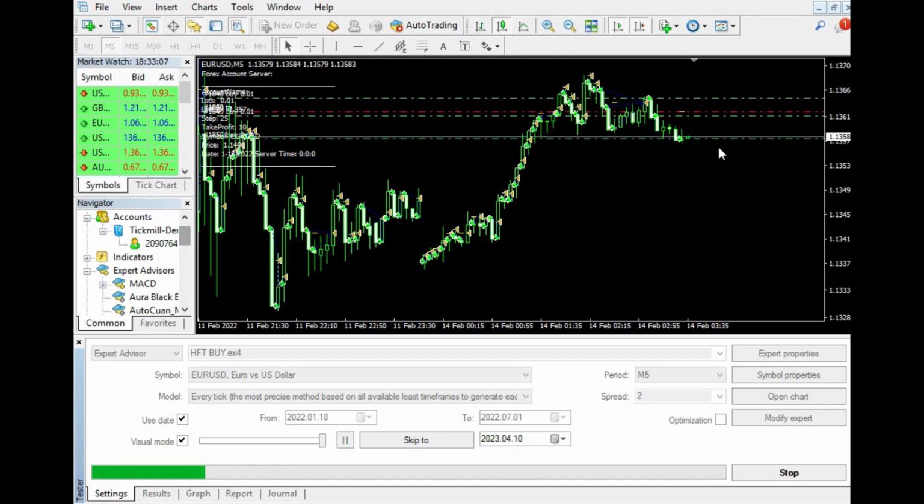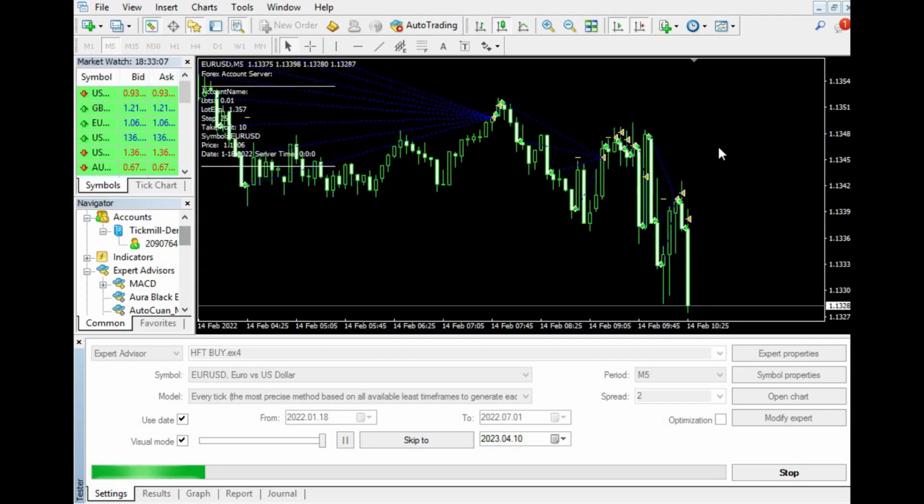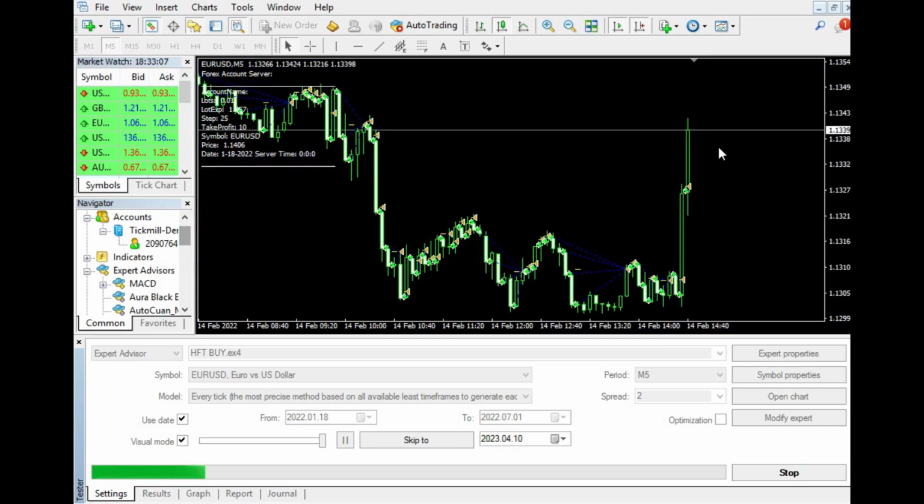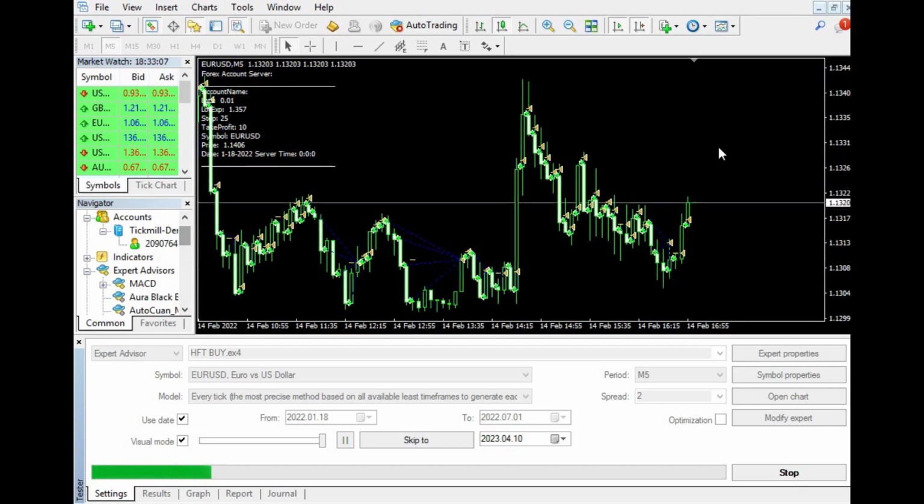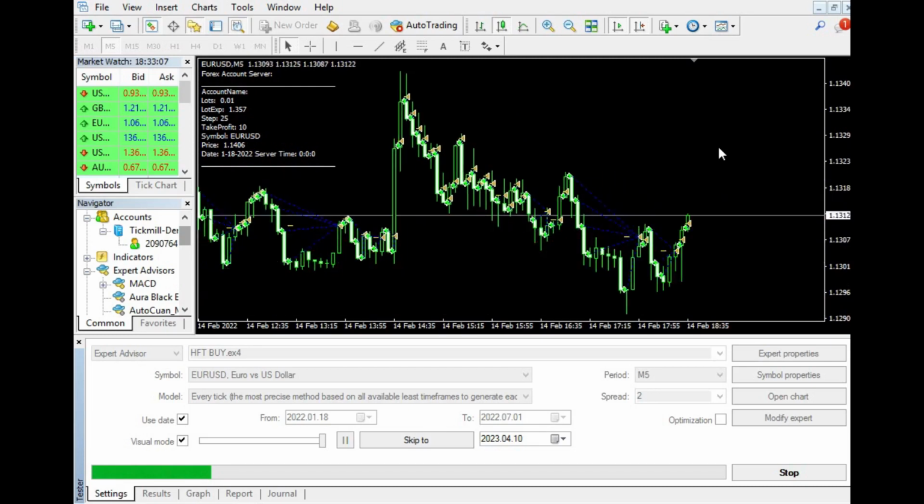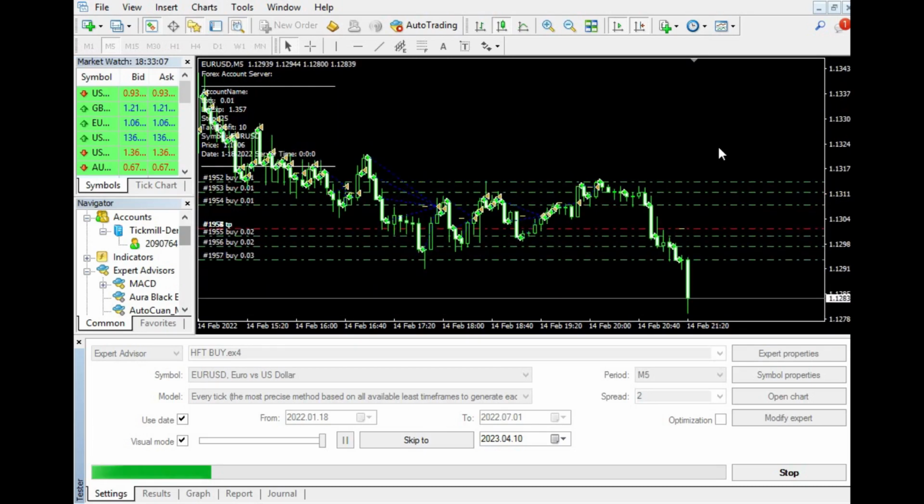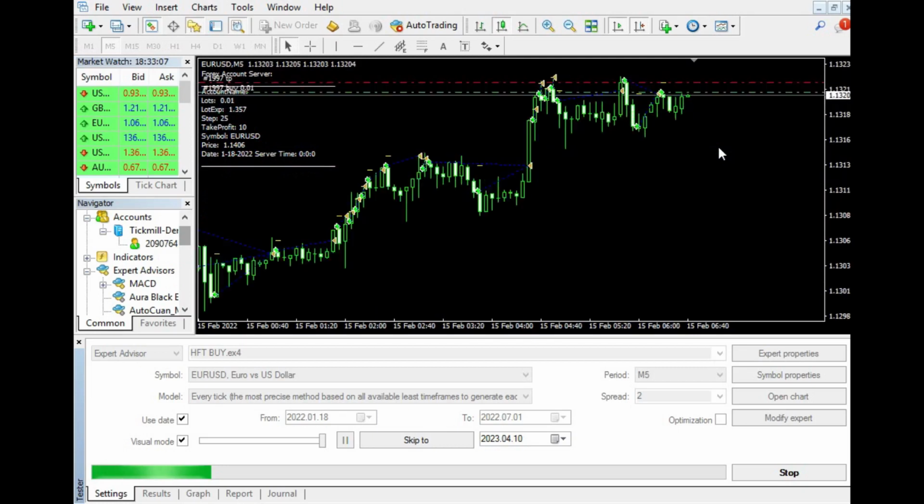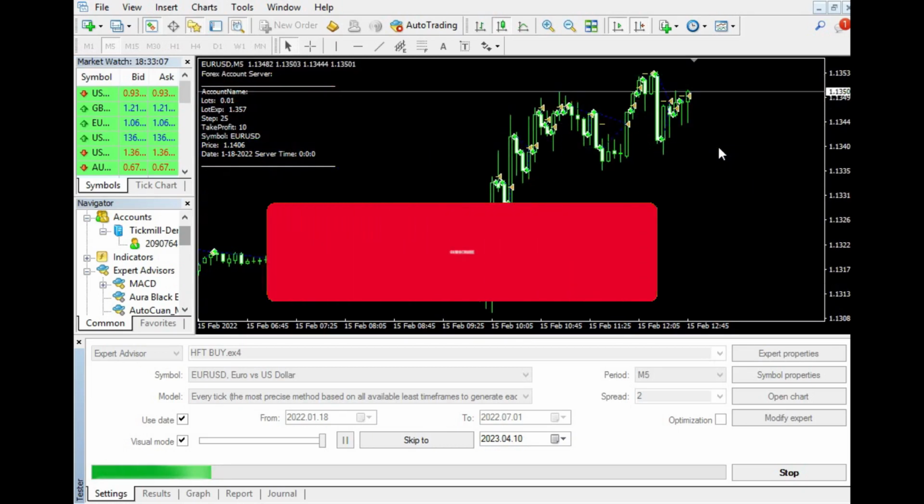The high-frequency scalping system used by HFT BUY continuously scans the markets for profitable trading opportunities by analyzing price pullbacks. The EA executes trades quickly and efficiently by trading on very small micro-price deviations.